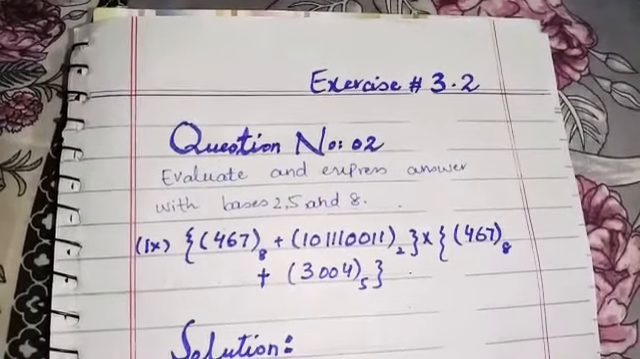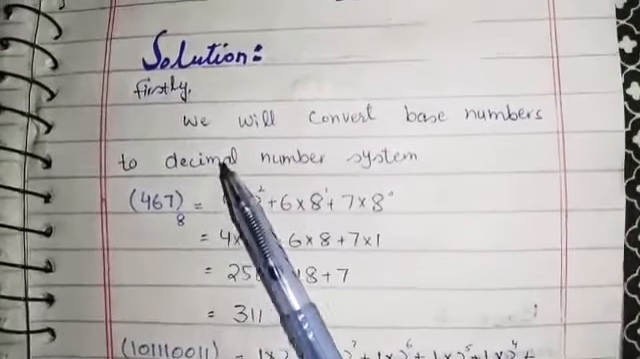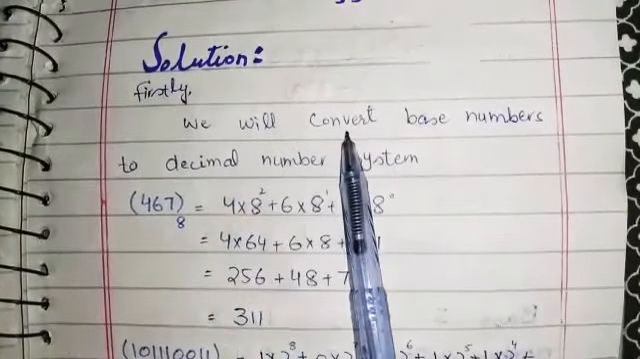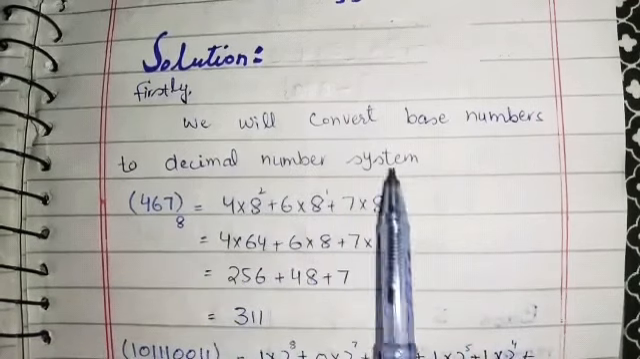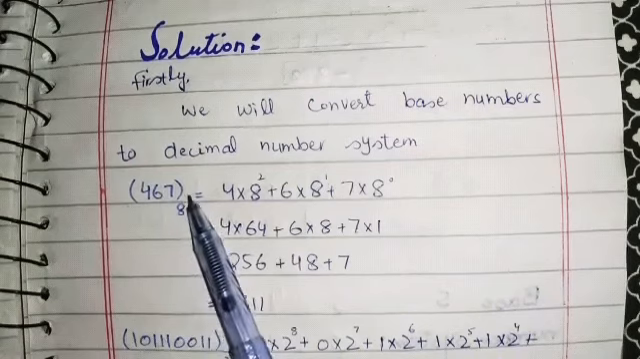Let's start our solution of question number 9. First of all, we will write the statement. Firstly, we will convert base numbers to the decimal number system. Here is our first number given to us: 467 with base 8.